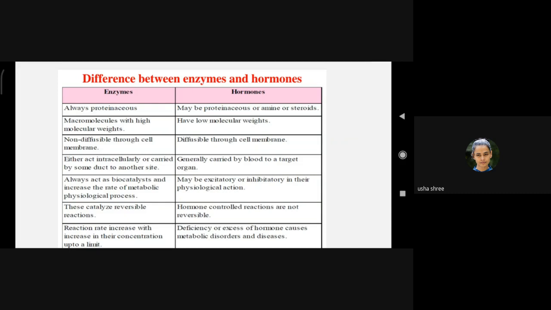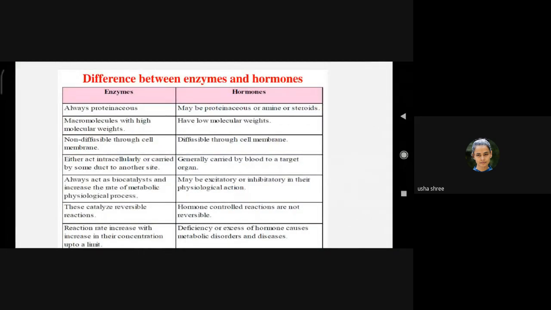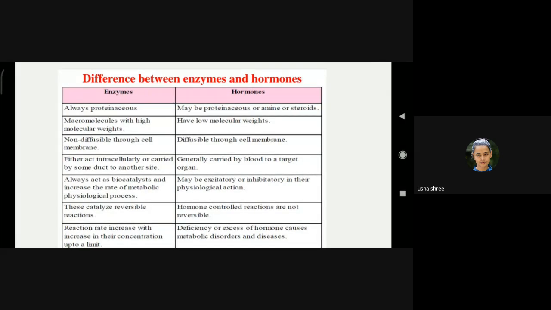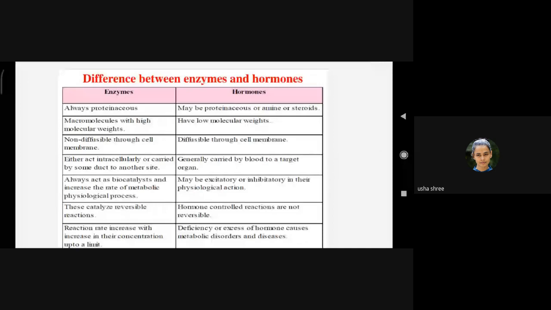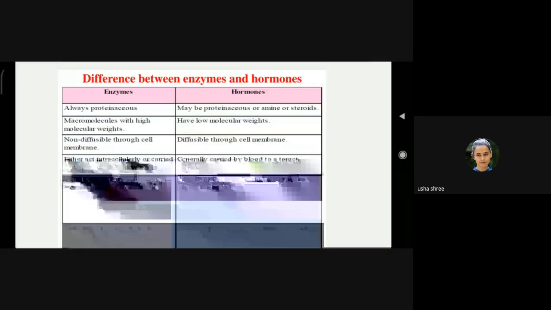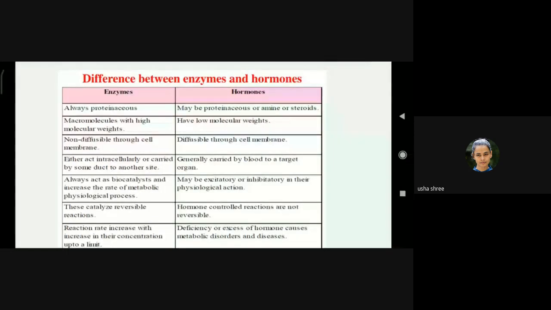Most people confuse enzymes and hormones, so we are going to clear this. Enzymes are always proteinaceous. They are made of chains of amino acids, right? But hormones may be proteins or amines or steroids. Their chemical structures are different. Hormones may be proteinaceous, amine or steroids.